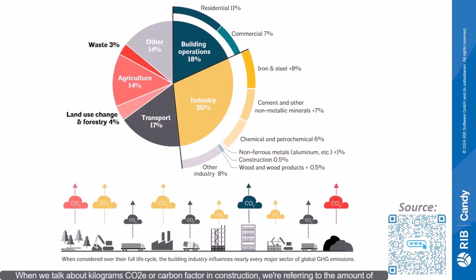When we talk about kilogram CO2e or carbon factor in construction, we're referring to the amount of carbon dioxide equivalent emissions associated with building something. This is a way to measure the environmental impact of a construction project, considering not just carbon dioxide but other greenhouse gases as well. The E in CO2e stands for equivalent, meaning it's a combined measure.